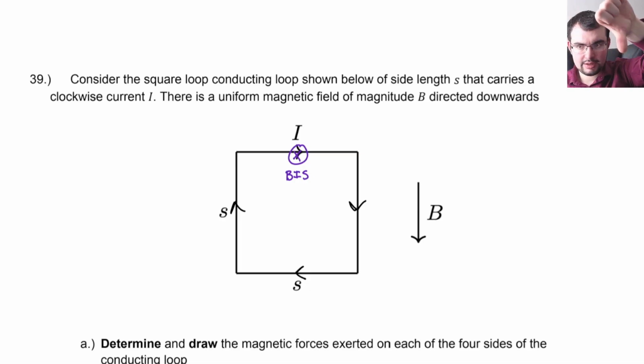My hand doesn't work that way, right? We're going parallel with the B field. I can't manipulate that. So we got 0 force here. And by symmetry, we get 0 force here.